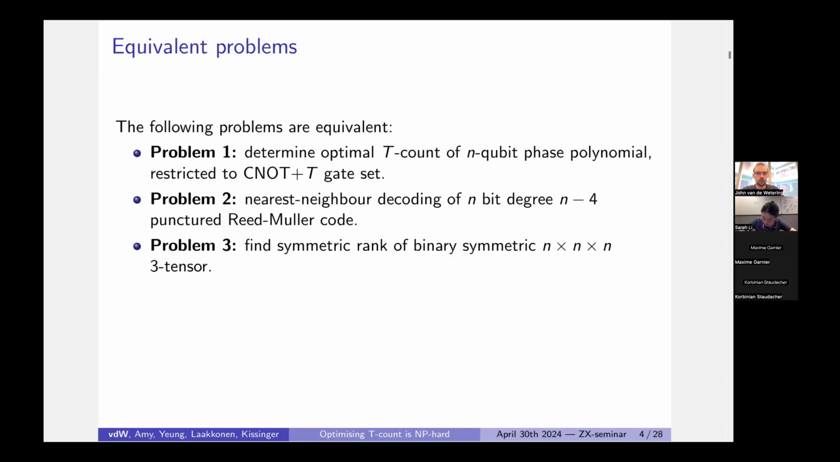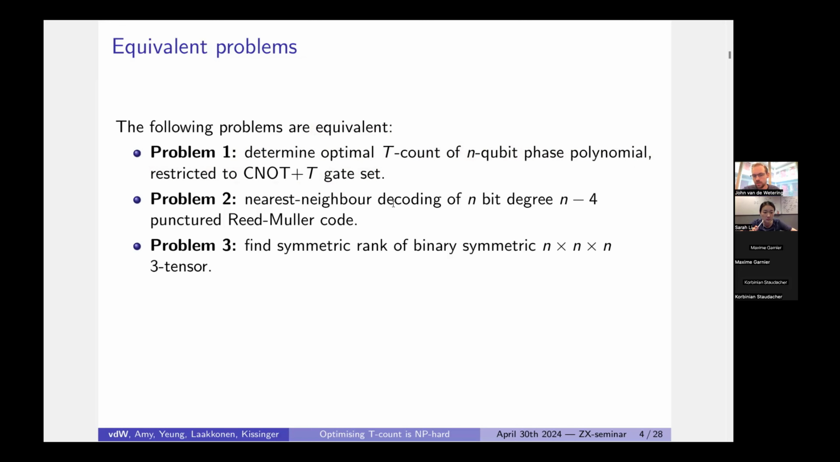And that's based on the following observation. The following problems are equivalent. Determining the optimal T-count of an n-qubit phase polynomial restricted to the CNOT plus T gate set. This is what I just described. So we have some phase polynomial, and we are trying to optimize the T-count implementing this thing.